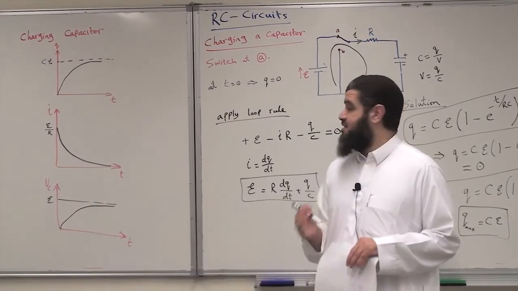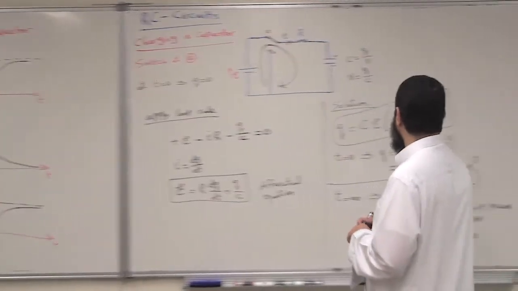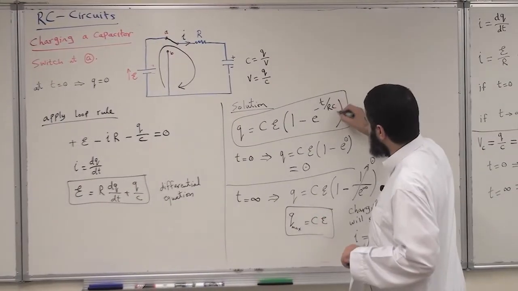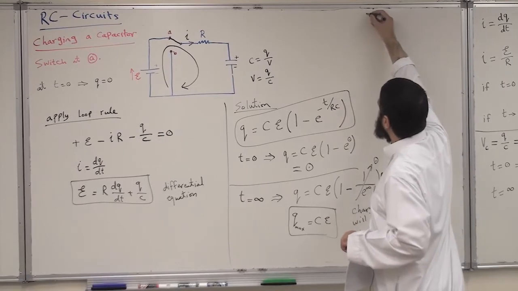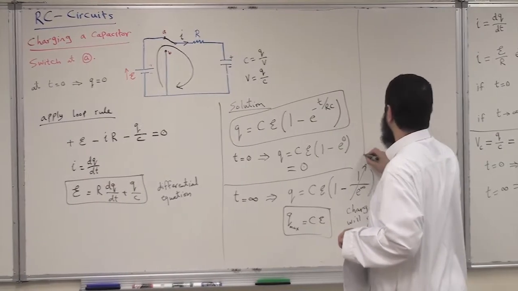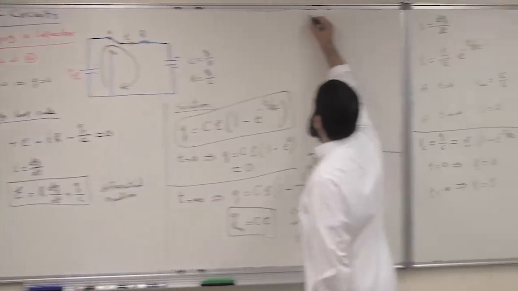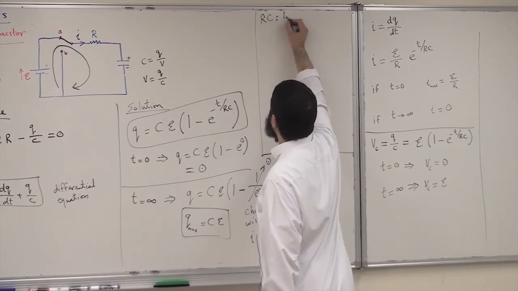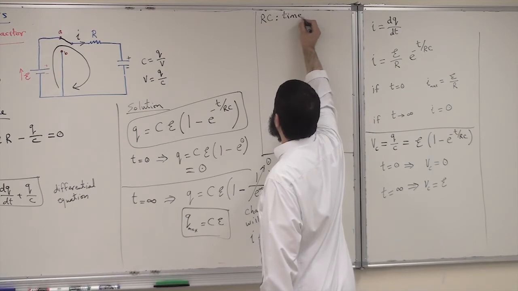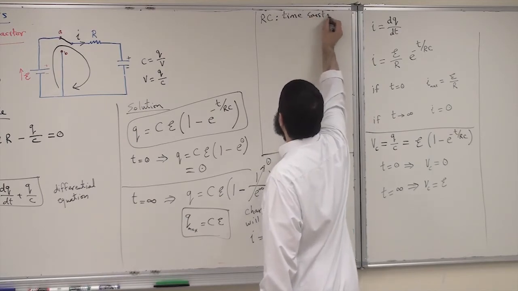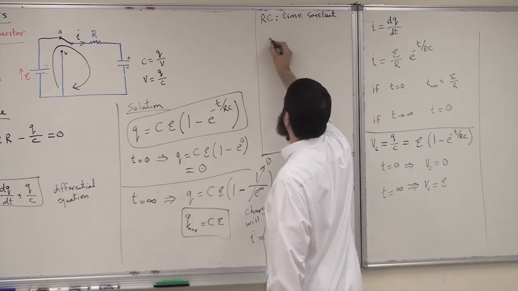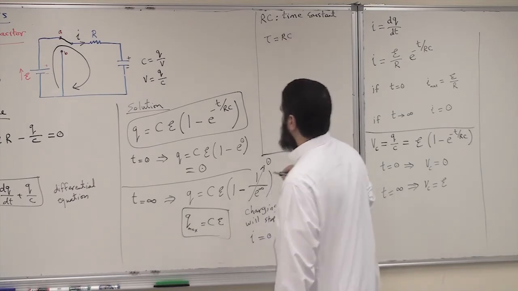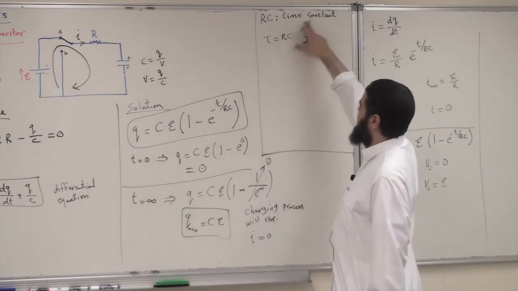By the way, there is a special name for this quantity, which is RC. Okay, so let me write for you here. What do we mean by RC? RC is called the time constant. And it has a special symbol, which is tau. Tau equals RC.